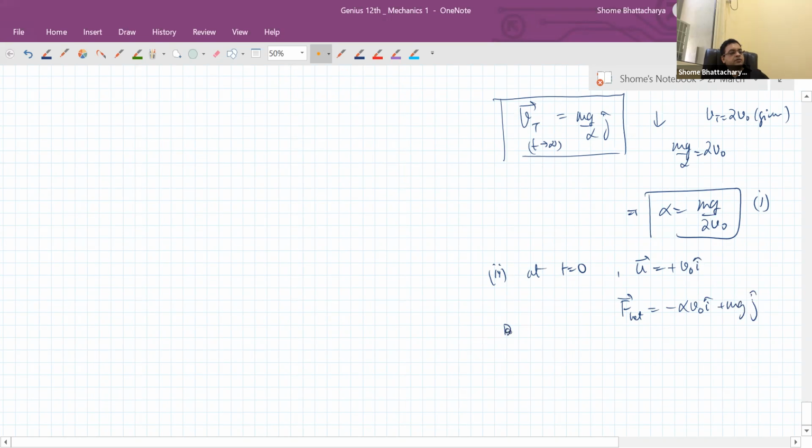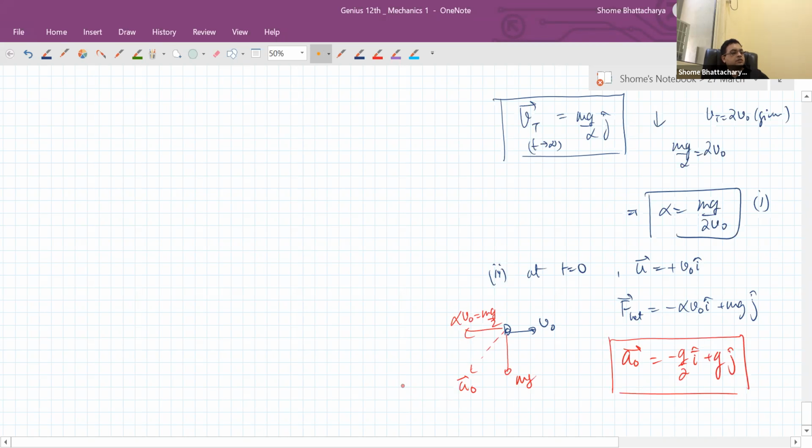So the net force acting on the particle was the vector sum of alpha v naught, which will be how much? It will be mg by 2, because alpha is like this, and mg. So the acceleration of the particle will be like this. This will be the acceleration at t equal to 0. So the acceleration will be minus g by 2 i cap plus g j cap. But plus g j cap because I have taken my y-axis downwards. Okay. So this is the answer to the second part of the question.